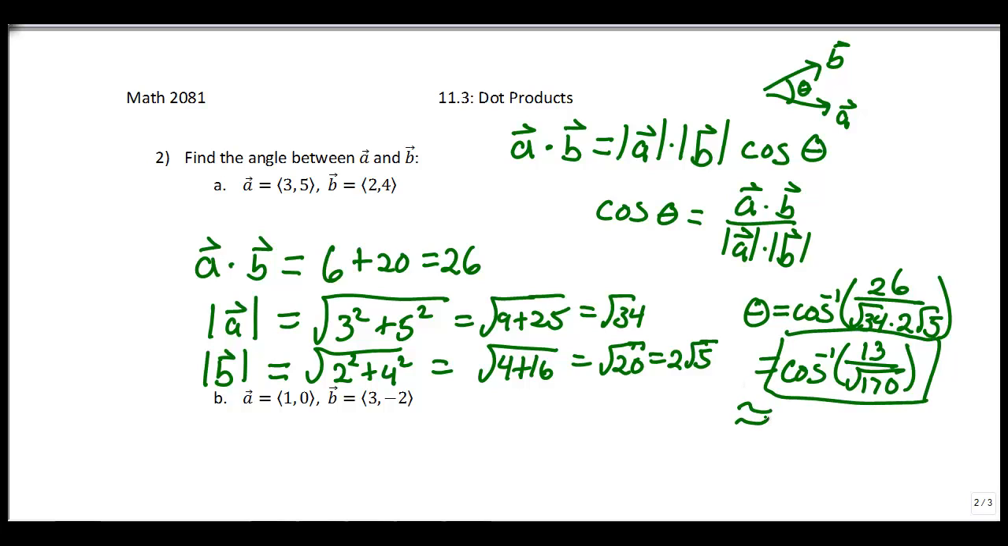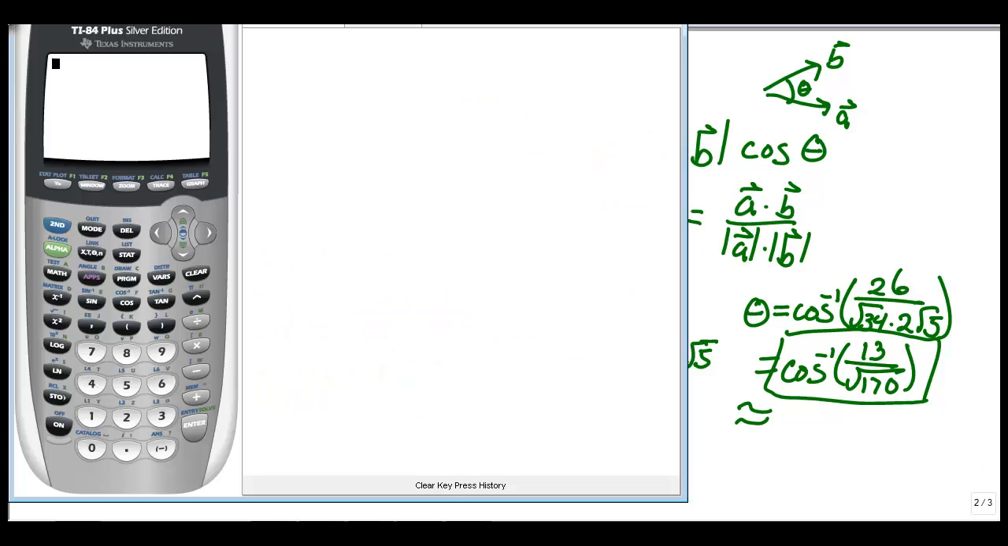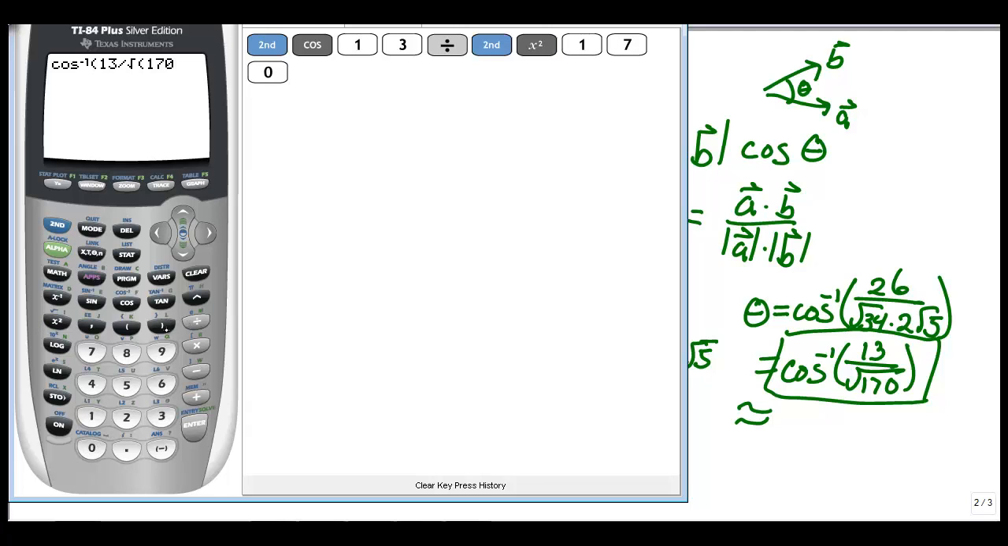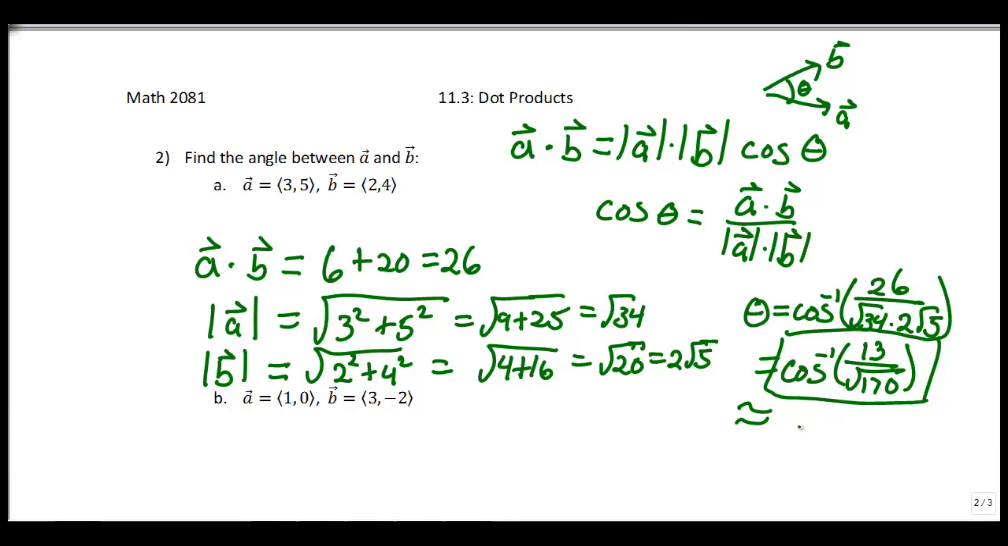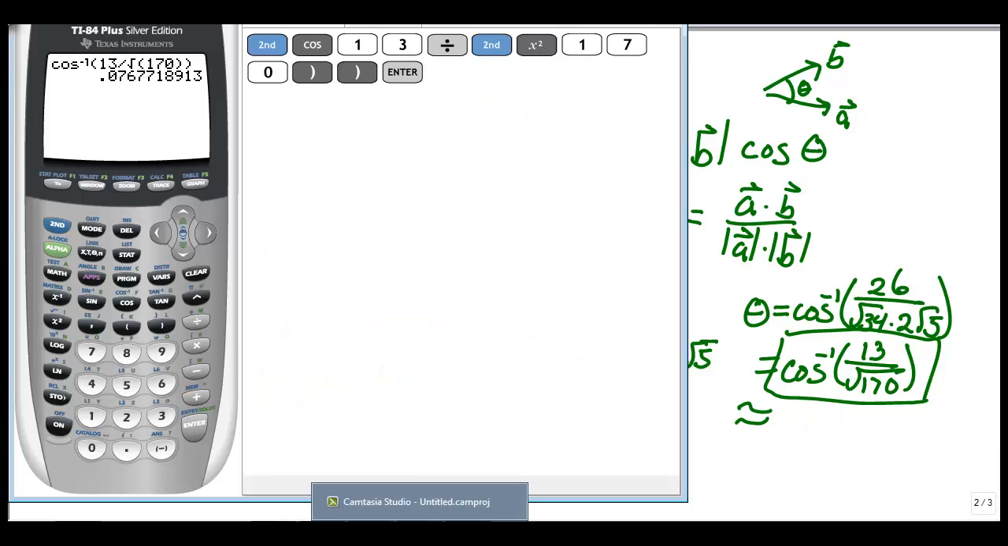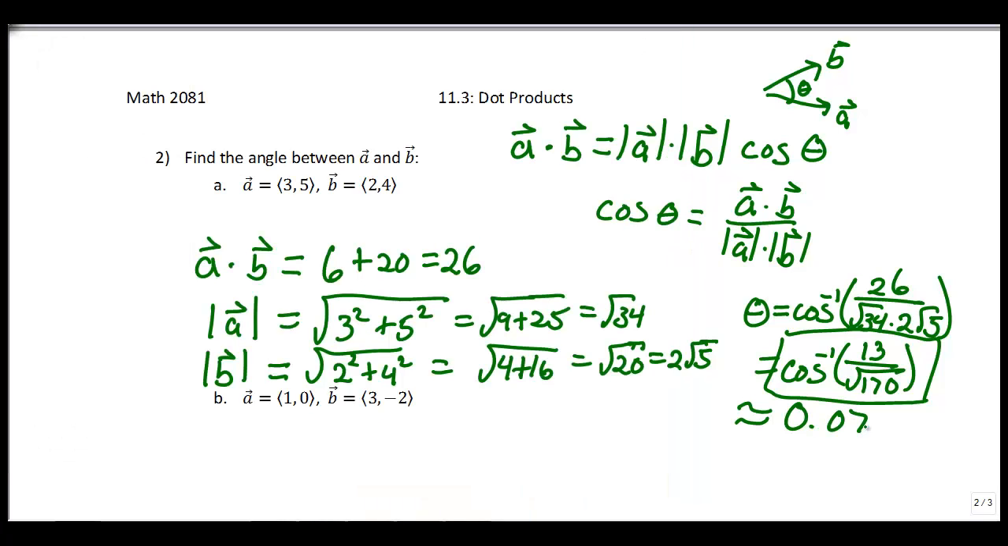Sometimes it's nice to write that as an approximation for decimals. I'm going to bring up my calculator here, and I'm just going to do an inverse cosine of 13 divided by the square root of 170. And what you get here is about 0.077 radians. So a pretty small angle. It sort of makes sense. They're kind of pointed in the same direction.